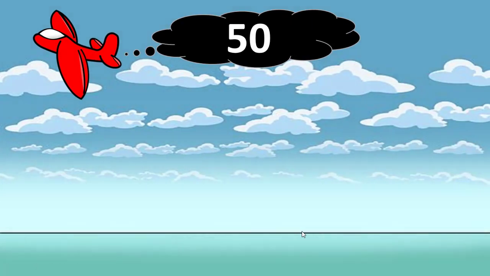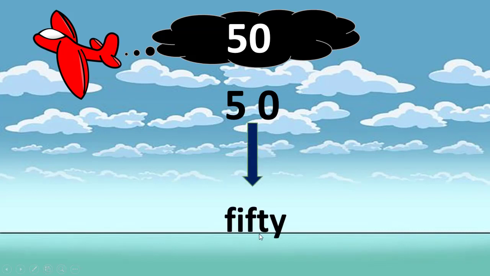Our next number is 50. What number is next? 50. And its number name will be FIFTY, 50.